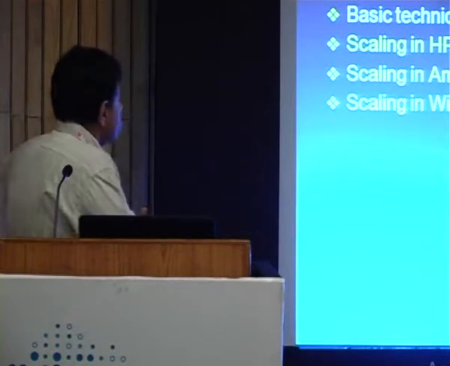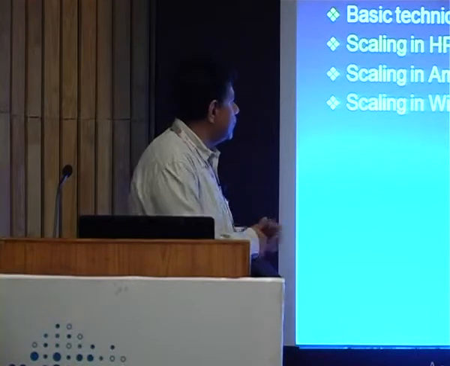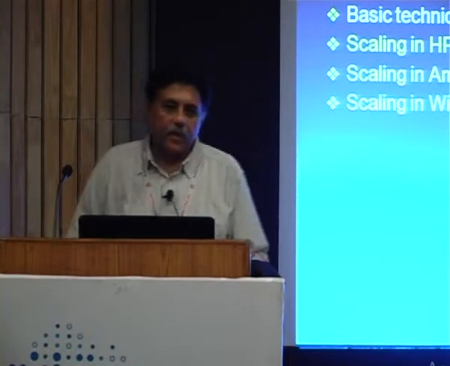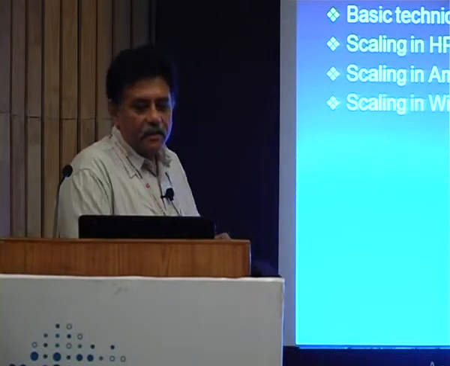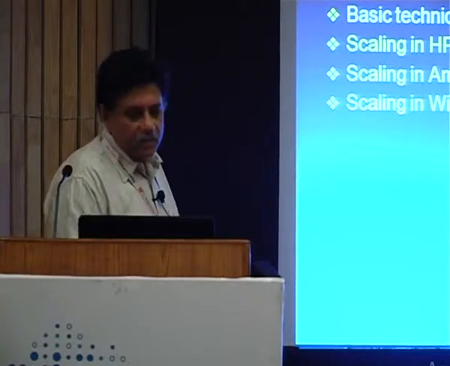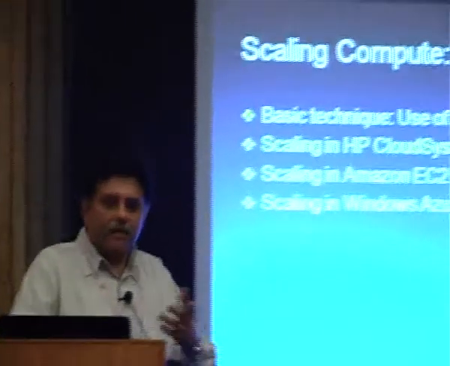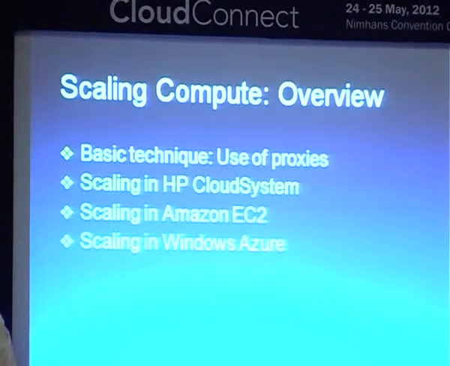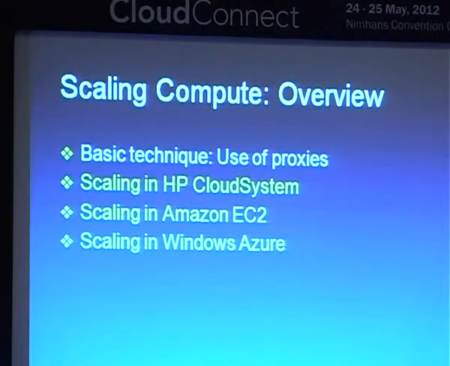Now I take a look at how compute is typically scaled in many cloud systems. Just like partitioning is the basic technique that people use in storage systems, proxies are the typical basic technique that's used. I'll talk about how those are used in HP Cloud System, EC2, and Azure.